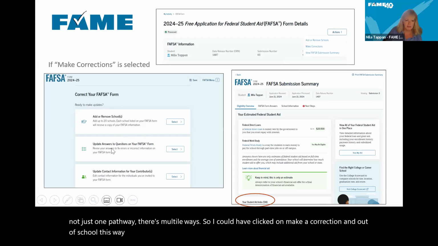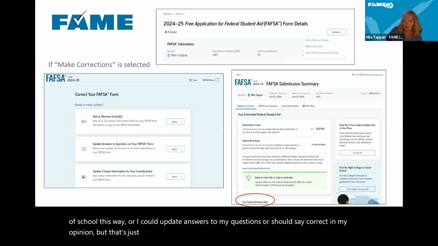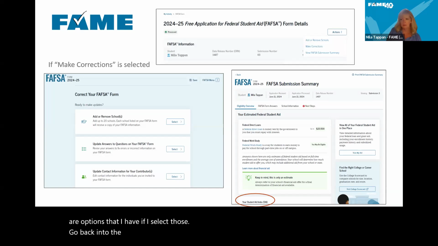Or I could update answers to my questions. I should say correct, in my opinion, but that's just me. Or I can update my contact information for my contributor. So those are options that I have. If I select those, I go back into the FAFSA and I can make any of those adjustments. If I simply want to view my FAFSA submission summary, I can click on that.